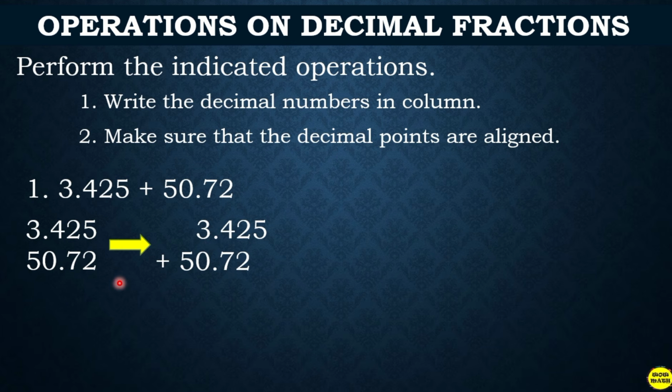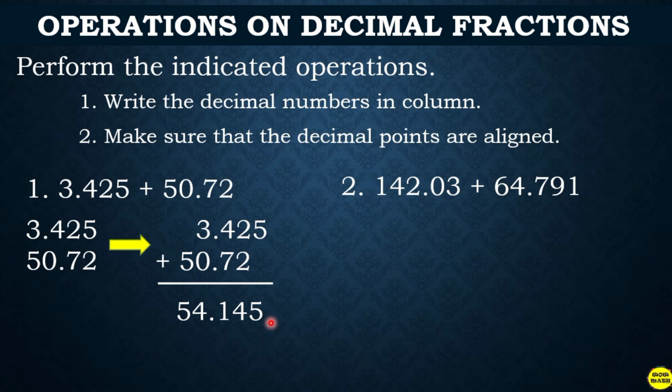Okay? So, let us now add. Since wala tayong value dito, we will have 5. And then 2 plus 2, that is 4. 4 plus 7, that is 11. So, carry 1. 3 plus 1, that is 4. And then this is 5. So, therefore, 3.425 plus 50.72 is equal to 54.145, and then count the decimal places: ones, tens, hundredths, thousandths. So 54 and 145 thousandths.